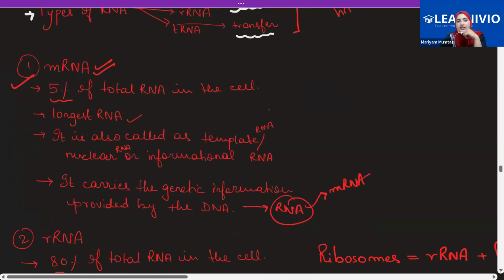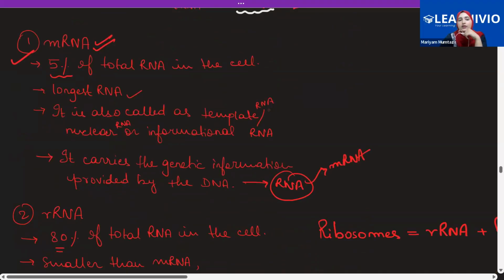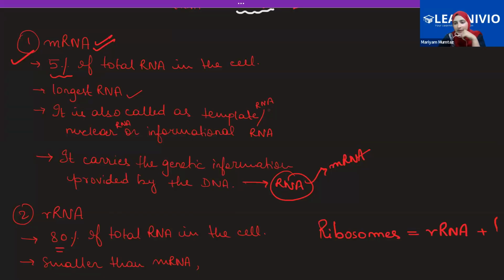Now, the first one, which is the mRNA. Out of all of the total RNA that are there in a cell, 5% of it is the mRNA. It is the longest RNA.